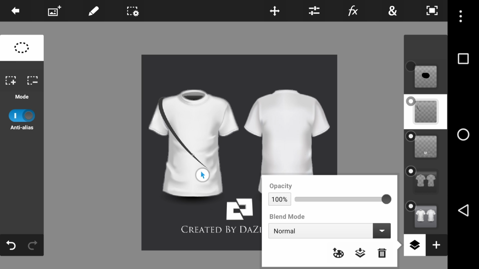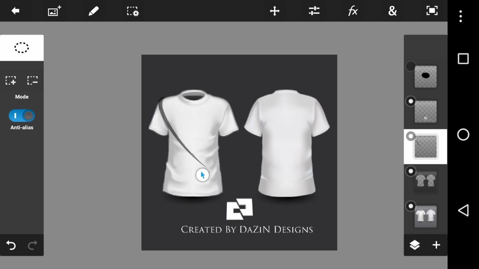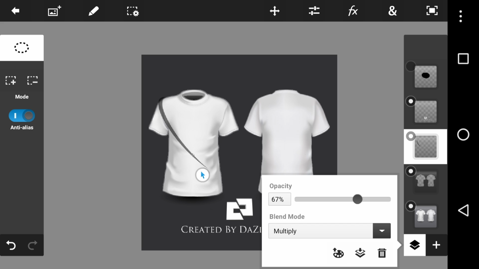And what you really want to do, this is the key part, is do multiply. Do multiply, and just bring the layer's opacity down. I'm still working on these words so they don't get confusing, I'm sorry.